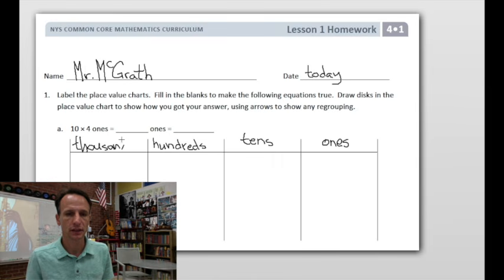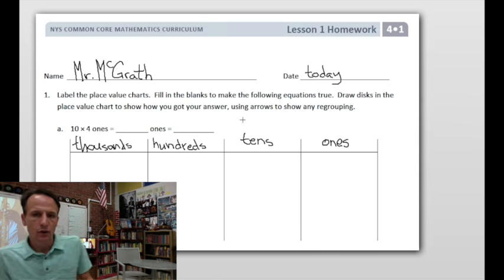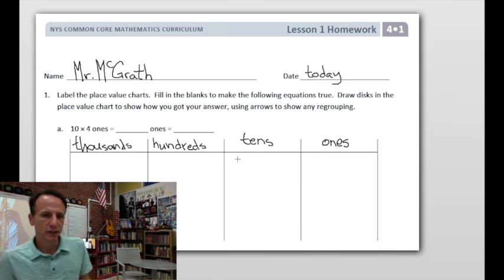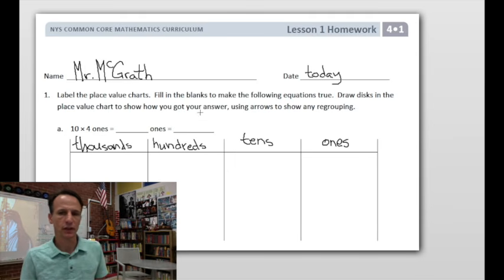All right, so we're keeping it simple here. Thousands, great. Okay, so then we have to fill in the blanks to make the following equation true, and draw discs in the place value chart. Why don't we do the place value chart first? I think that'll make the equation a little bit easier for you. So we have 10 times 4 ones will equal how many ones, which will equal, in this case, how many tens, but we'll get to that. So let's do 10 times 4 ones.